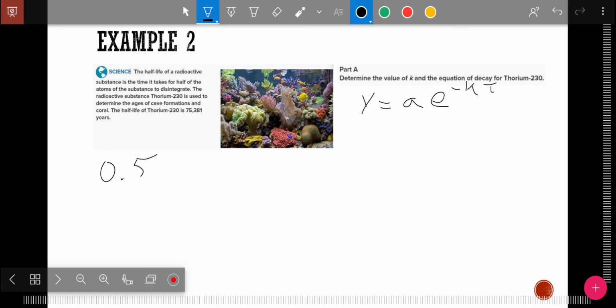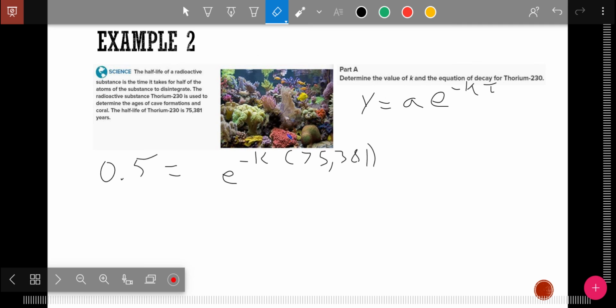So the new amount is a half of the whole. So the initial amount, I can put a 1 there because it starts as a whole and then it halves. I don't know k. And the t is the half-life, so it's 75,381 years. Because 1 times anything is itself, I don't need to put that 1 there.